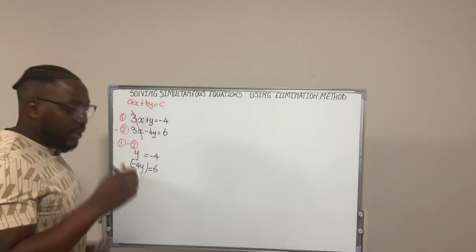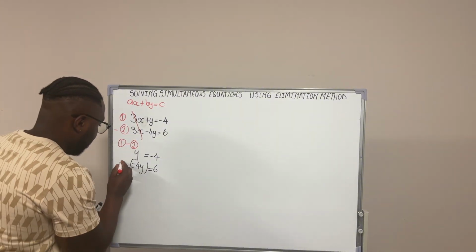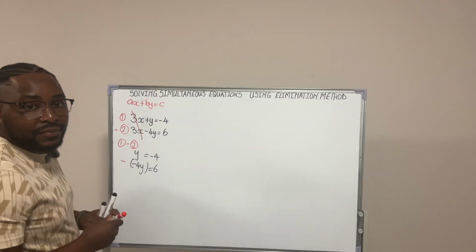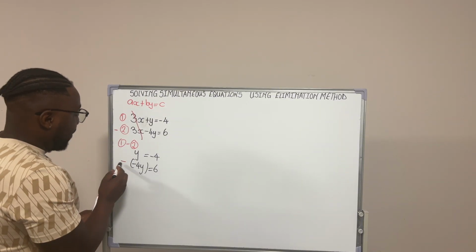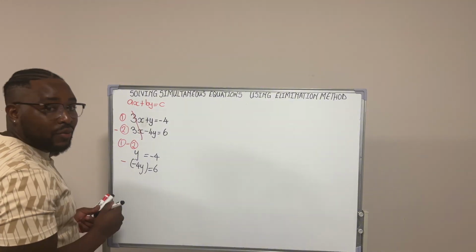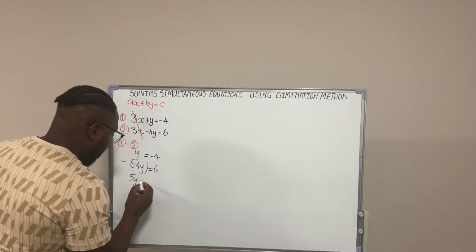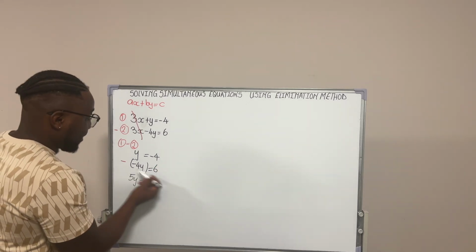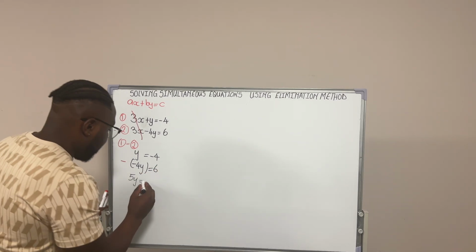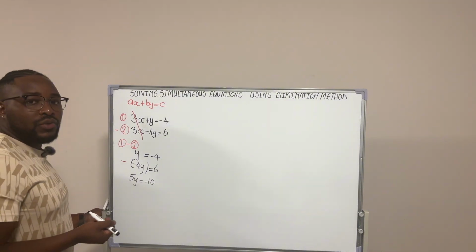Now, let us not forget, what are we doing? We're subtracting. Let's not forget our subtraction sign there. So now, y minus negative 4y, what's that? That's 5y equal to negative 4 minus 6. What's that? That's negative 10.